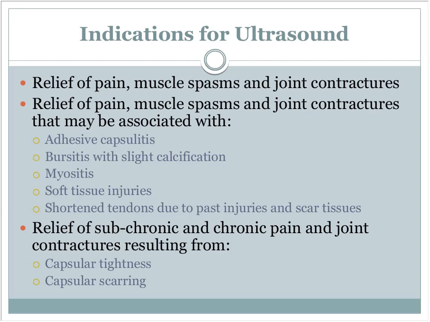Indications for ultrasound: certainly relief of pain, muscle spasm, joint contractures, and those can be associated with adhesive capsulitis. With adhesive capsulitis, a lot of times I will do ultrasound while stretching. I'll put the person in a very mild stretched position, very easily tolerated, and then do ultrasound and heat up the tissue, the joint capsule, the ligaments that are involved. And then maybe after doing that for 5 minutes, I may try to stretch them a little bit further, do it again, and do it for a little longer.